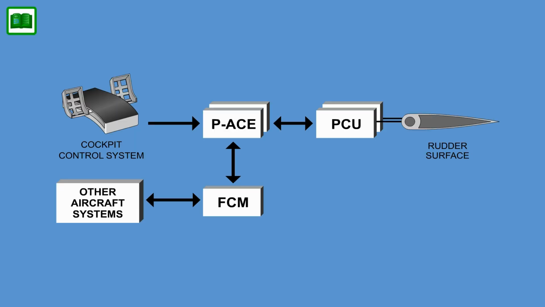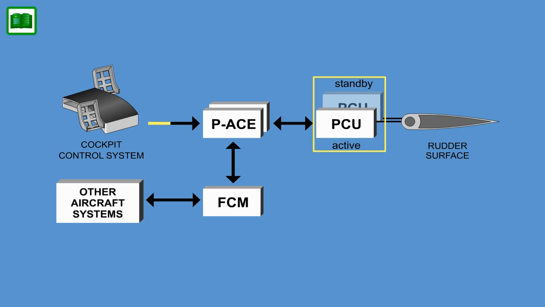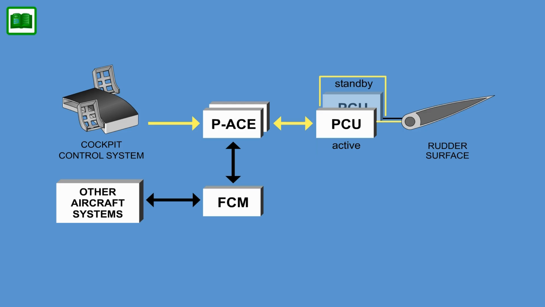Two electrohydraulic actuators, or PCUs, drive the rudder control surface. They are controlled by the associated primary ACE, commanding the PCU to drive the rudder surface. The two PCUs connected to the rudder surface operate in an active standby mode, resulting in one actuator being energized and actively controlling the surface, while the standby PCU acts as a hydraulic damper.